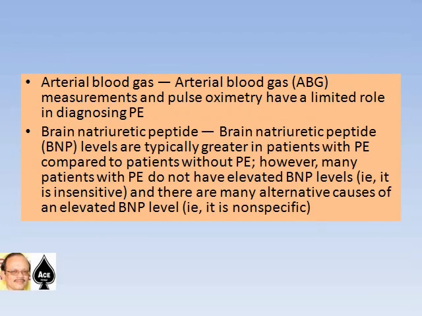Arterial blood gas measurements and pulse oximetry have a limited role in diagnosing pulmonary embolism. BNP levels are typically greater in patients with PE compared to patients without PE. However, many patients with PE do not have elevated BNP, that is, it is insensitive, and there are so many alternative causes of elevated BNP, which means it is non-specific.